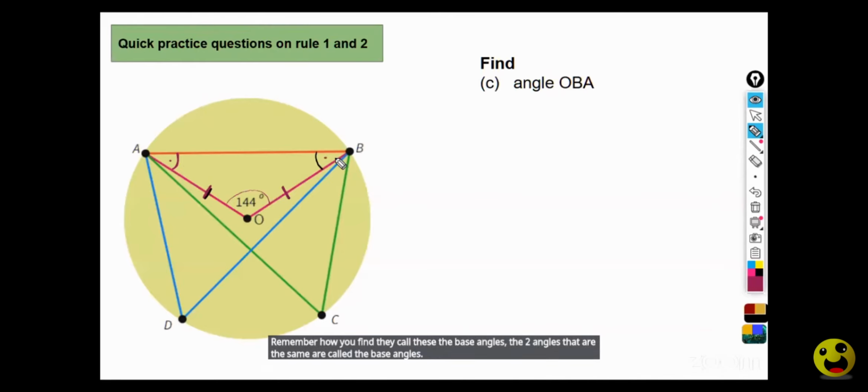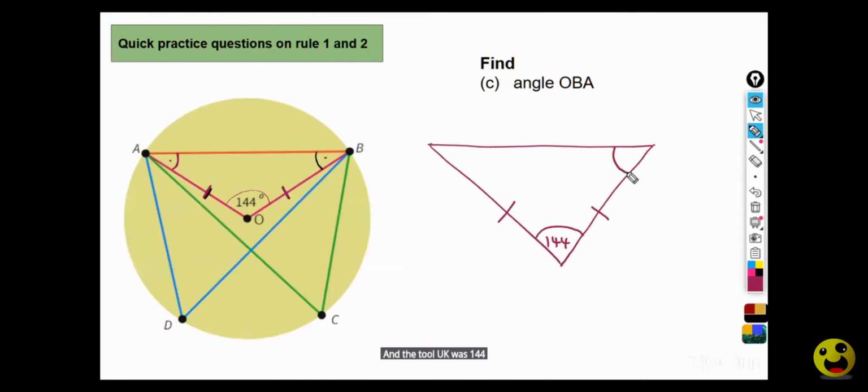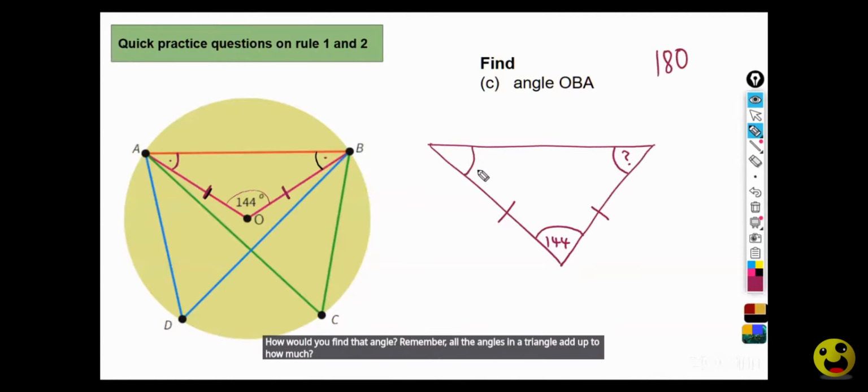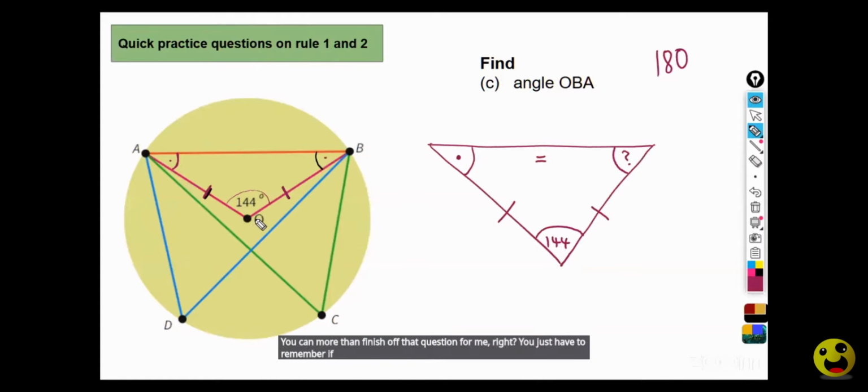Do you think you can finish off that question now using SEA maths? If in the maths exam, they gave you an isosceles triangle like this, and they told you here was 144, and they're asking you for this angle here, how would you find that angle? Remember, all the angles in a triangle add up to how much? 180 degrees. And these two angles, this one and this one, have the same exact value. You can more than finish off that question for me, right? You just have to remember, if two radii have the same length and they create a triangle, it's going to be an isosceles triangle. What's the value of angle B?